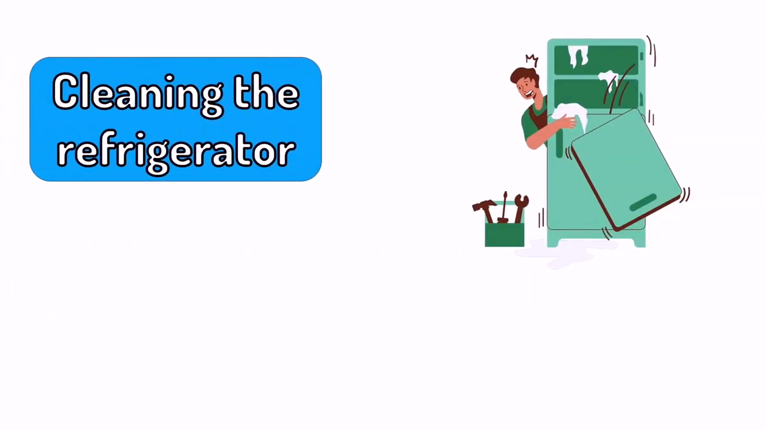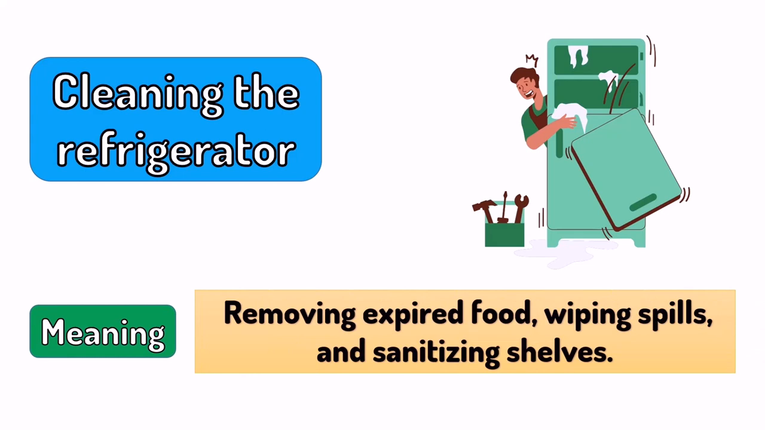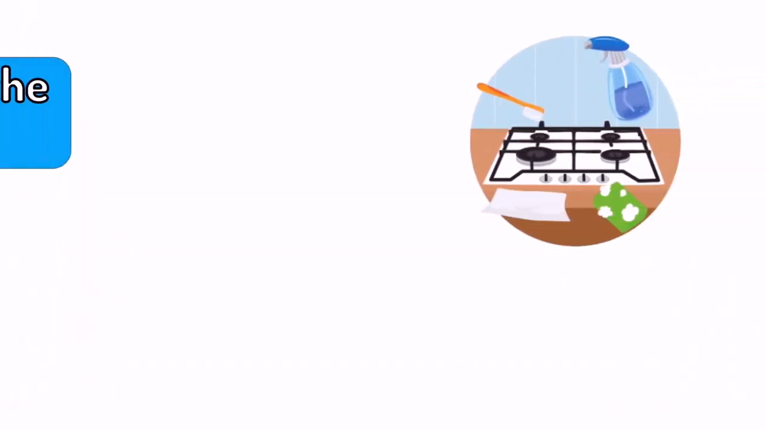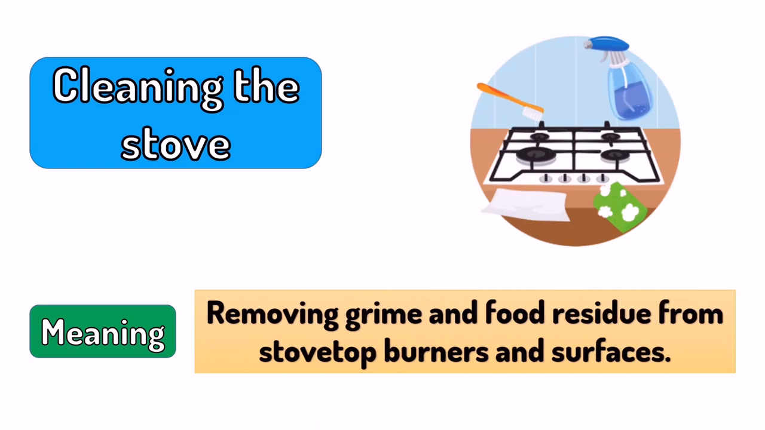Cleaning the refrigerator. Cleaning the refrigerator means removing expired food, wiping spills, and sanitizing shelves. Cleaning the stove. Cleaning the stove means removing grime and food residue from stovetop burners and surfaces.